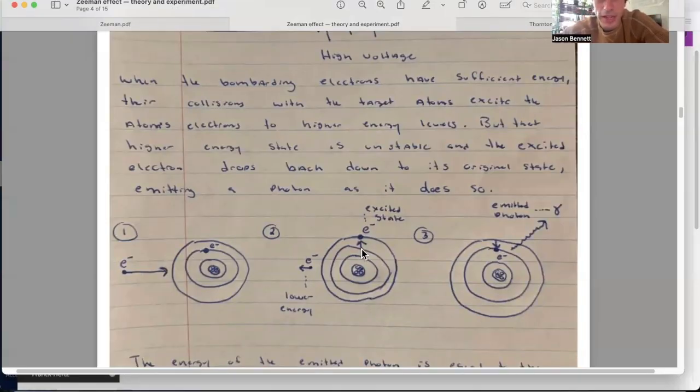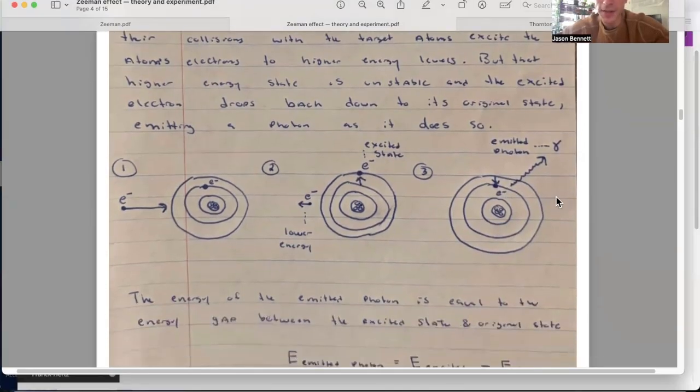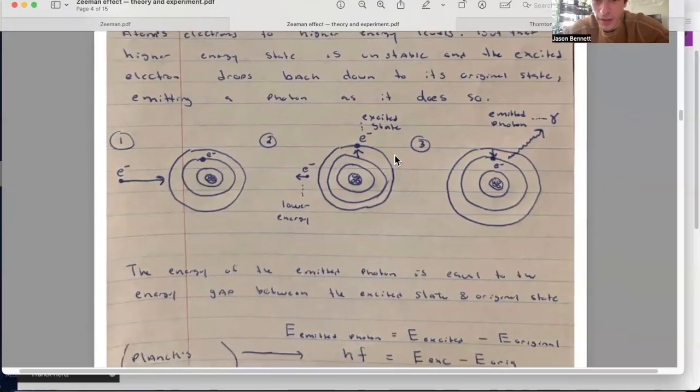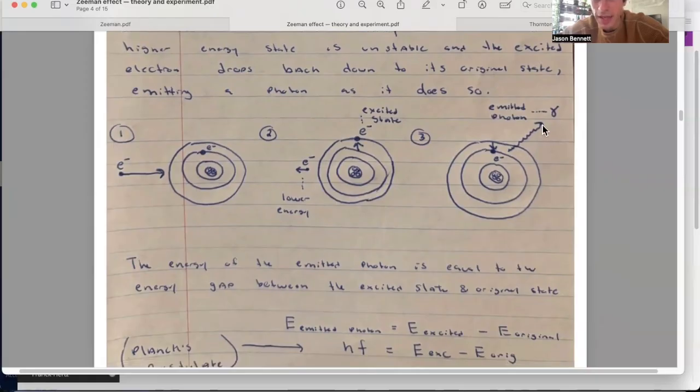So now this electron has jumped to this excited state. That excited state is very unstable, so it will be in that state for a fraction of a second. And in that time, it will drop back down to its original state. In the process of doing so, energy doesn't go anywhere; energy just transforms. So where is it going? It's going to the emitted photon. The energy of that emitted photon is equal to the gap between those two energy levels. So if n equals 3 was the excited state and n equals 2 was the original state, the gap between those two would be the energy of the photon.